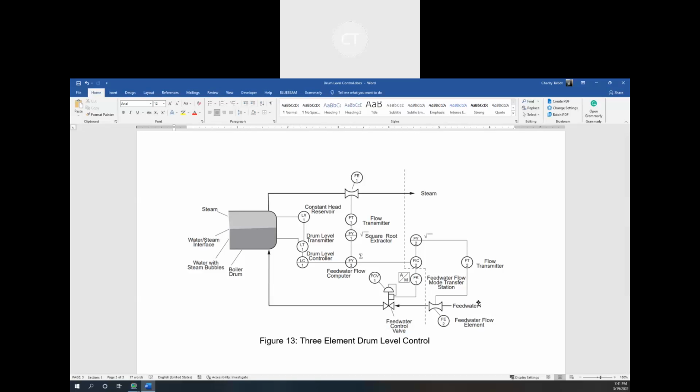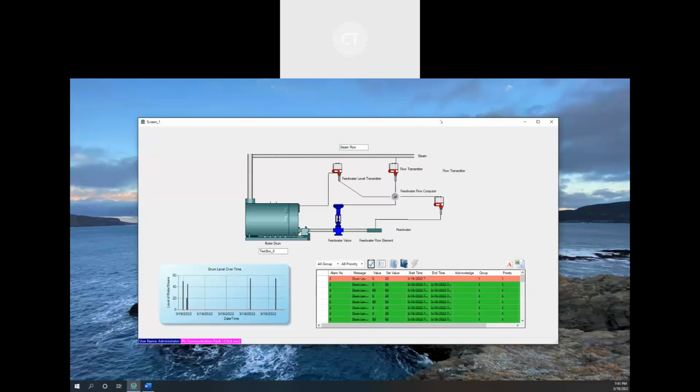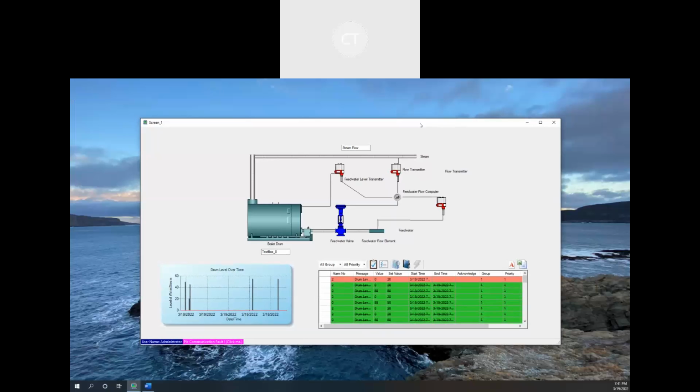Next I'll go through my designed HMI, which you can see here. This is essentially the same as the 2-element, but now we have an additional flow transmitter here connected to our feed water flow computer. This is connected to our feed water flow element. And so these three now affect whether the feed water valve is on or off, and we also have a graph for the drum level over time. And then we also have our alarms.